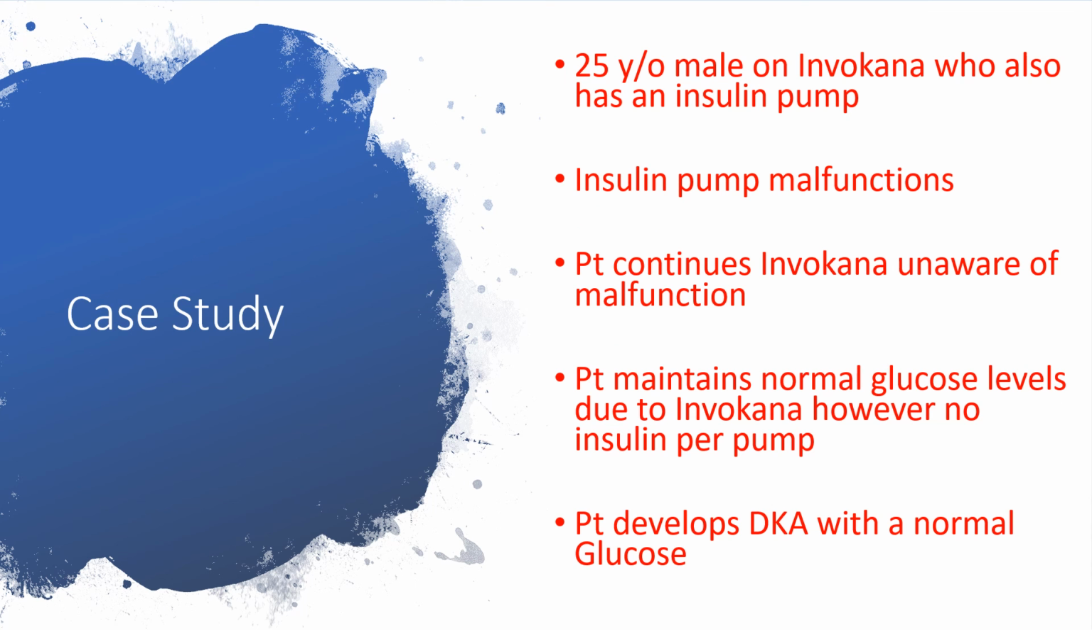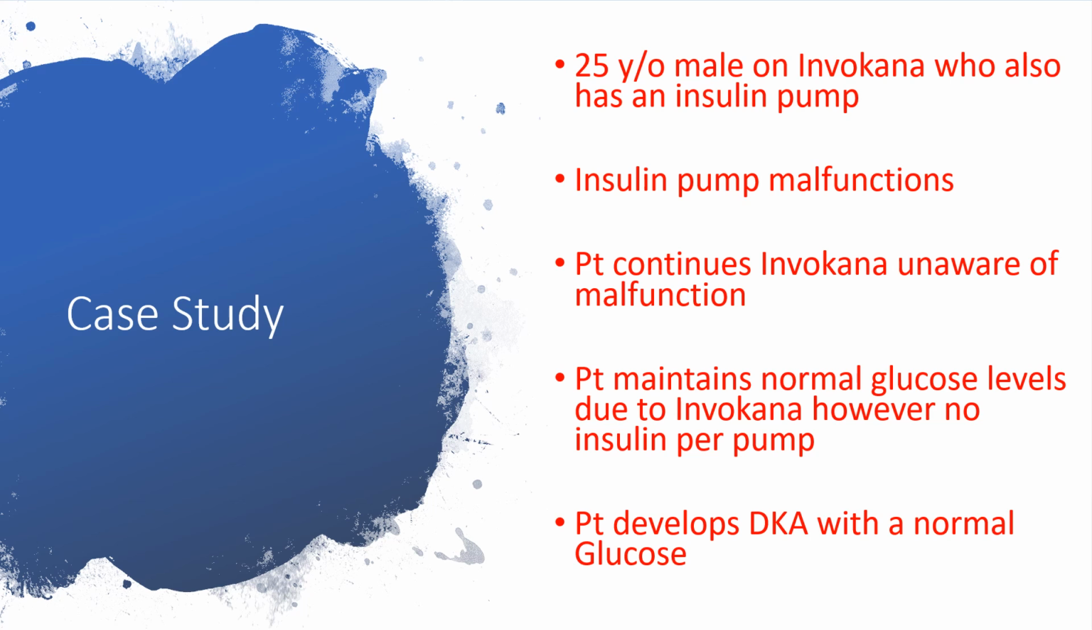So what's the mechanism of how you can actually develop a euglycemic DKA? The best way to look at that is to go through a brief case study, and let's talk through this. You have a 25-year-old male that comes into the hospital with signs and symptoms of dehydration, general malaise, just generally not feeling well. They start looking at his med list and the patient's on Invokana, and you know that Invokana is going to maintain a glucose level at a normal level just by the mechanism of the drug. But the patient also has an insulin pump.